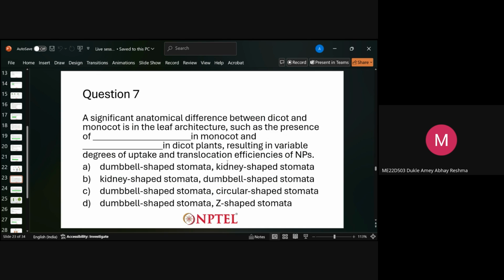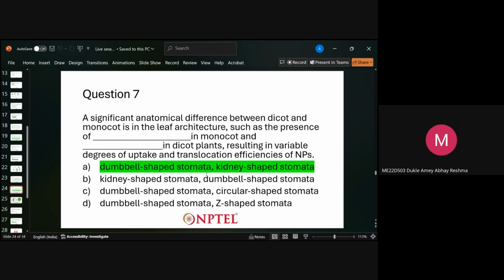So yeah, question number 7: a significant anatomical difference between a dicot and monocot in the leaf architecture, such as the presence of dash in the monocot and dash in the dicot plant, resulting in variable degrees of uptake and translocation efficiencies of nanoparticles. The options are dumbbell-shaped stomata, kidney-shaped stomata, circular-shaped stomata, and Z-shaped stomata. So basically, this was discussed again in the class only. So the answer is A, dumbbell-shaped stomata and kidney-shaped stomata.